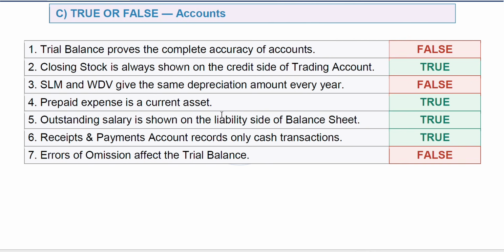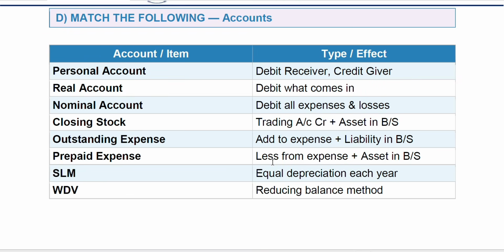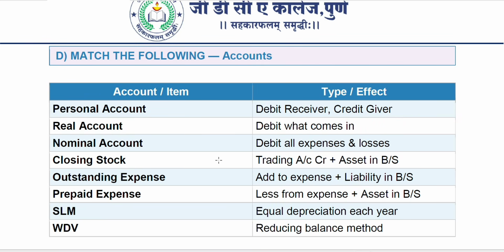Prepaid expenses is a current asset. True. Outstanding salary is shown on the liability side of the balance sheet. True. Receipts and payment account records only cash transactions. True. Errors of commission affect the trial balance. False.